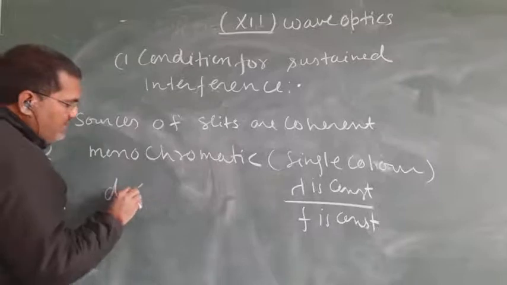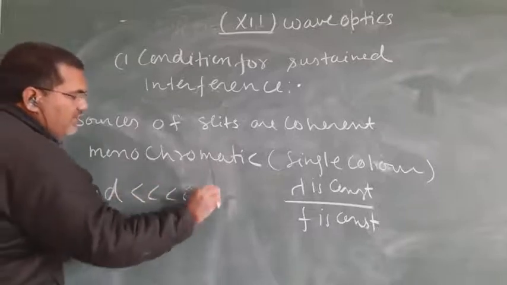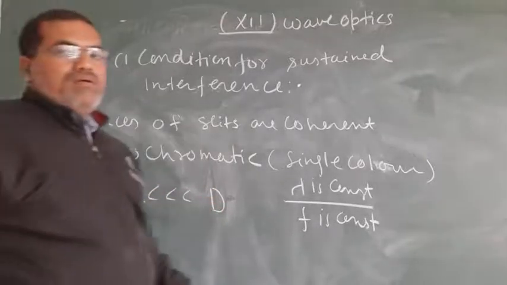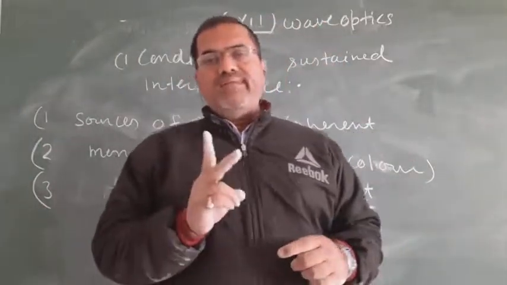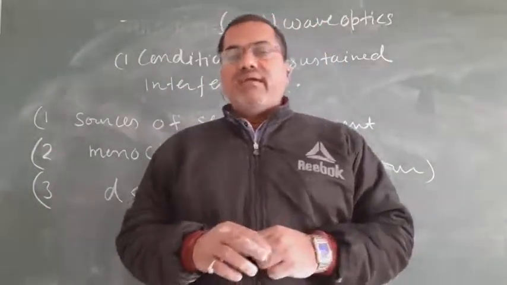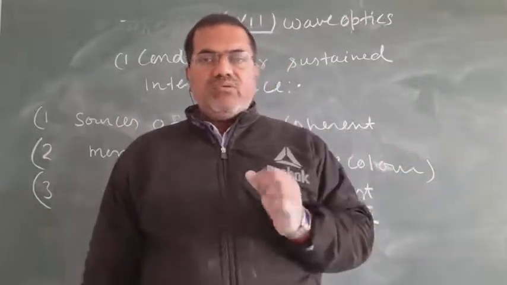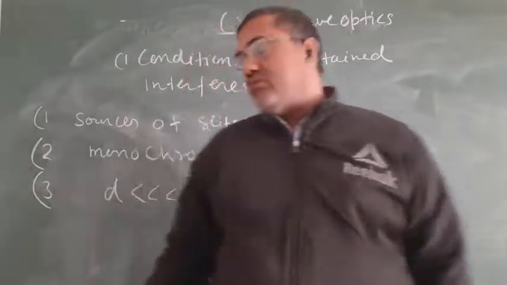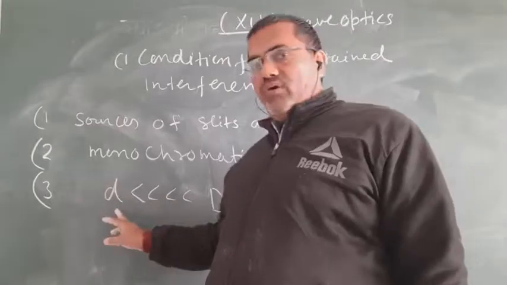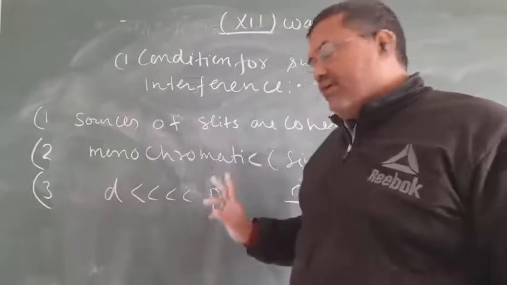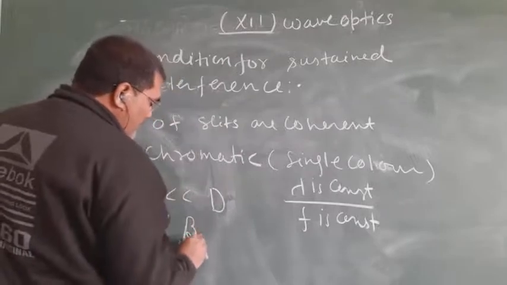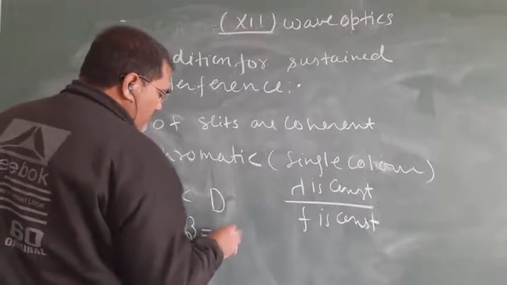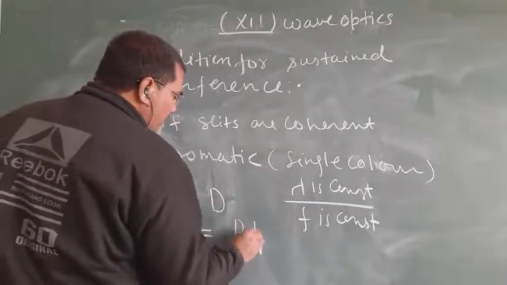is small d is much less than capital D. As you know, small d is the distance between two slits and capital D is the distance between the screen and the two slits. So small d is very small compared to capital D. Why? Because we know that fringe width is D lambda by d.